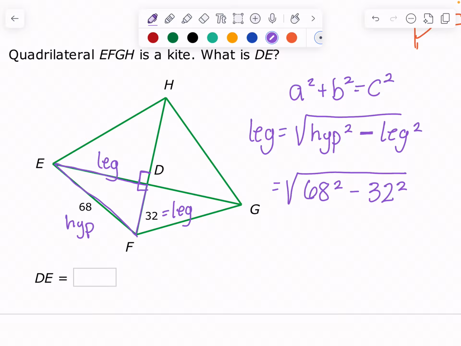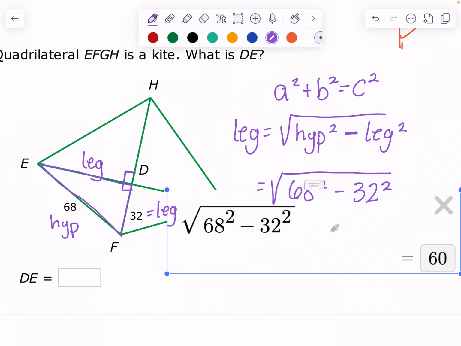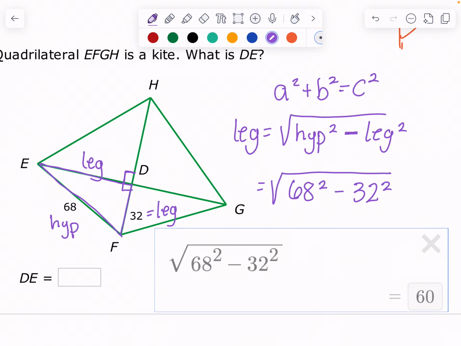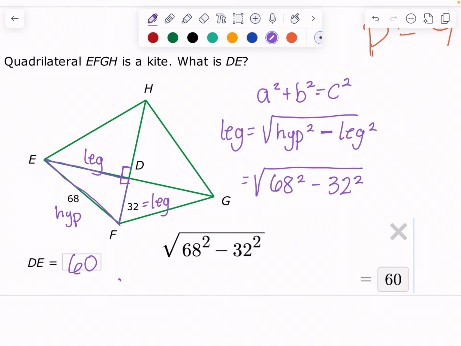Go like this in Desmos, and then I can go like this and just slide her over. Look at that. So the answer is 60. Cool, huh? All right.